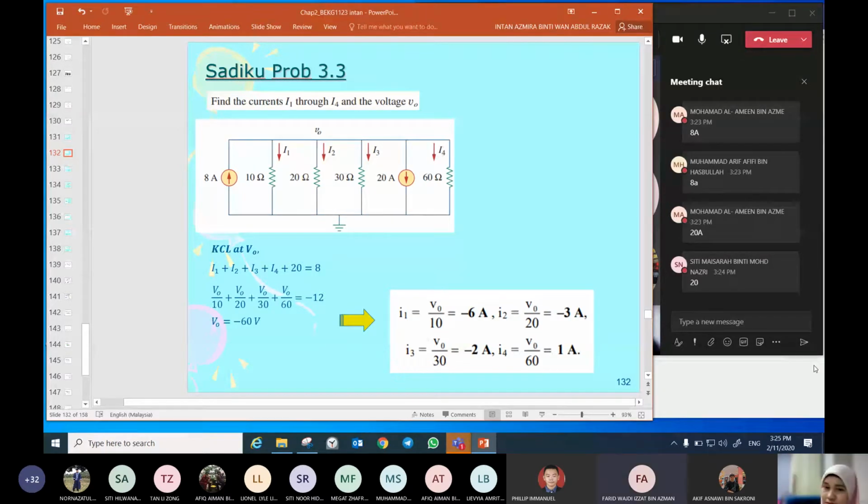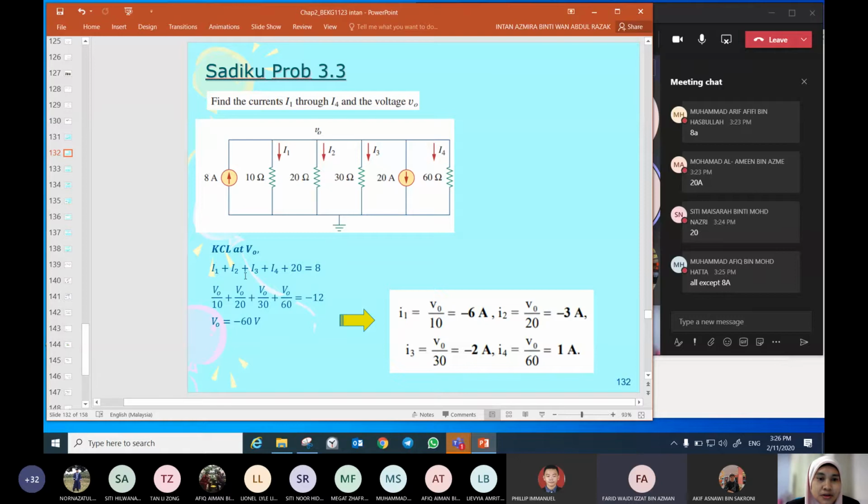Farid, I1, I2, I3. That's all? Any other current? Okay, all except A, okay? Exactly, everything except A. So Farid, please answer again. What are the currents leaving the node? I1, I2, I3. Please observe again. Afiq gives you the answer: I4.